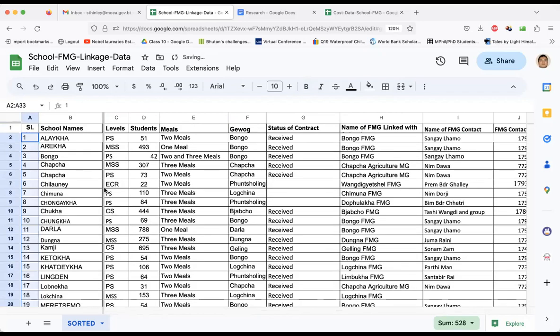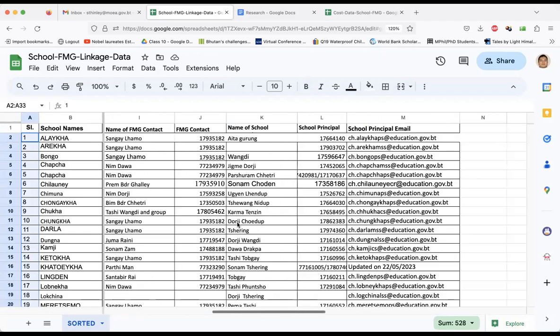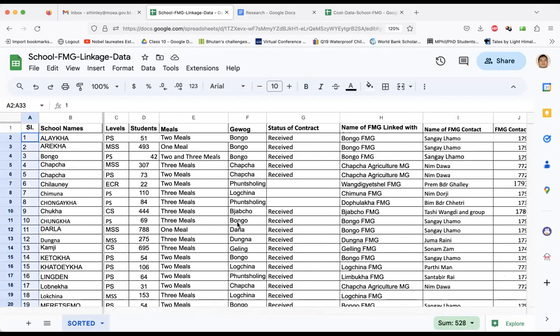So a total of 32 schools in Chuka Dzonghak.